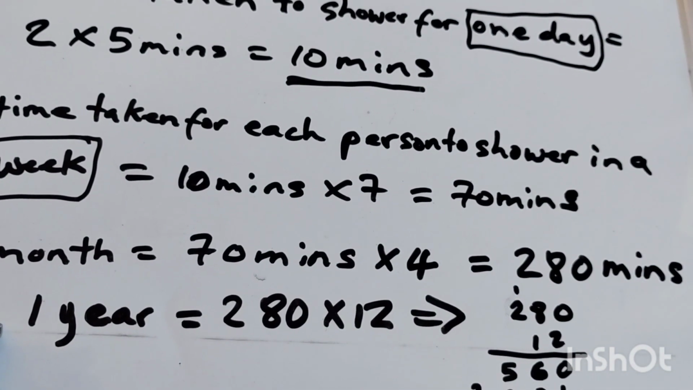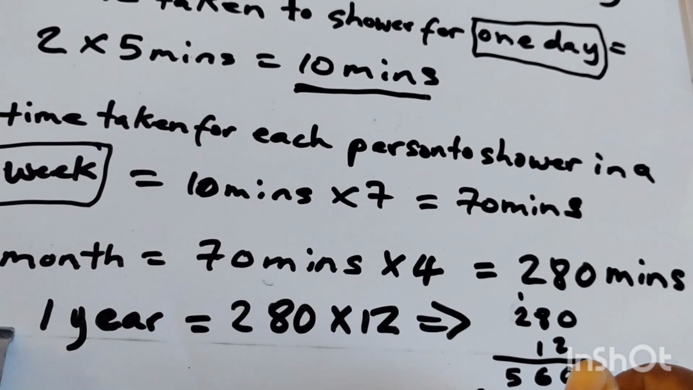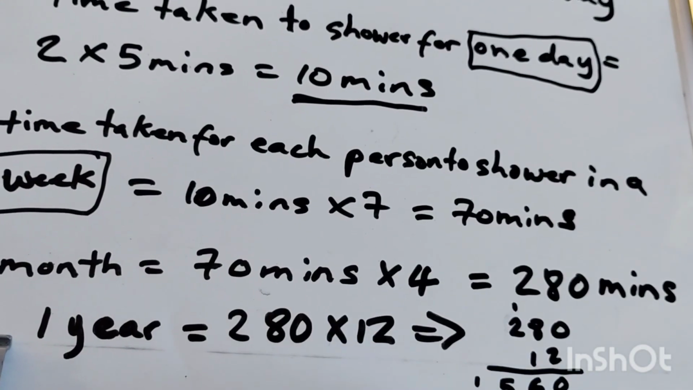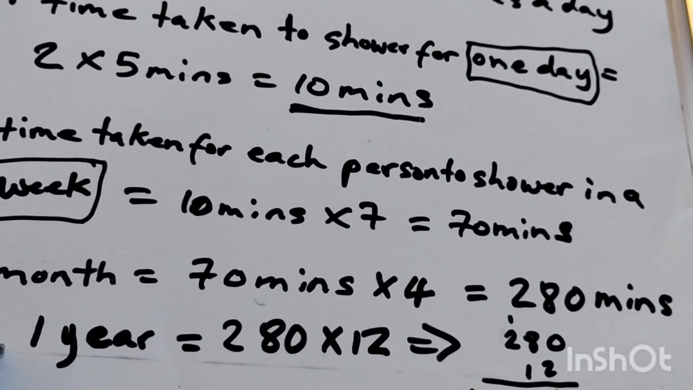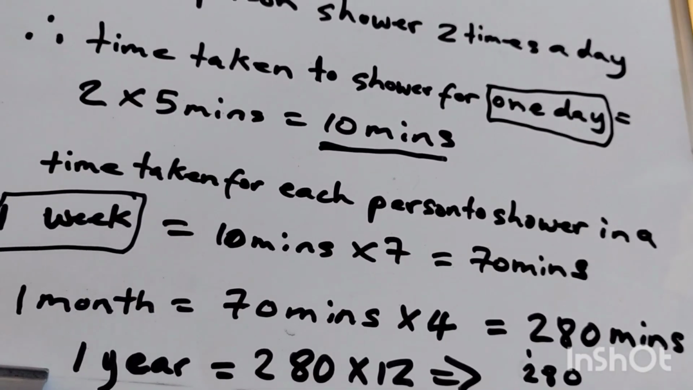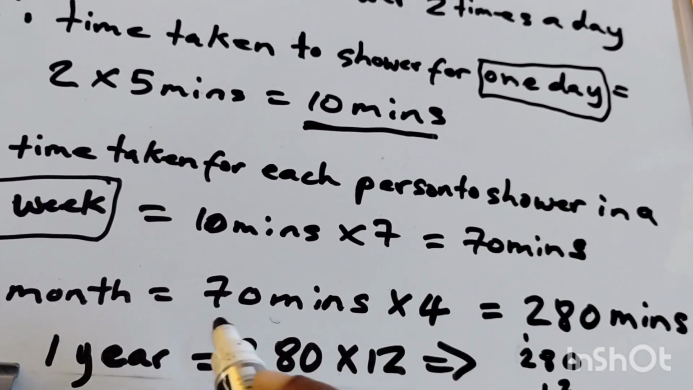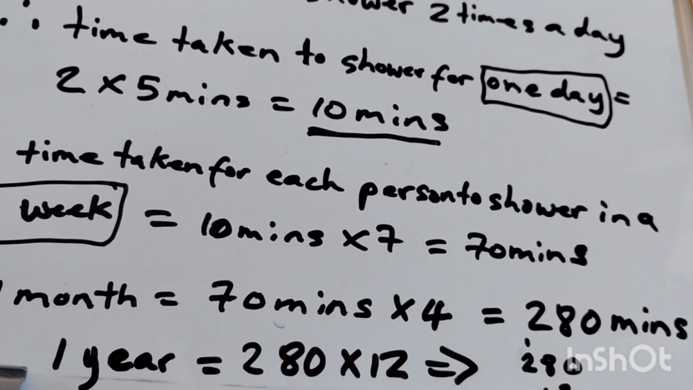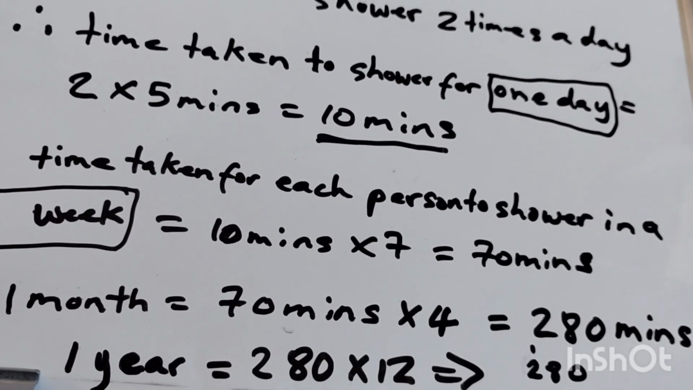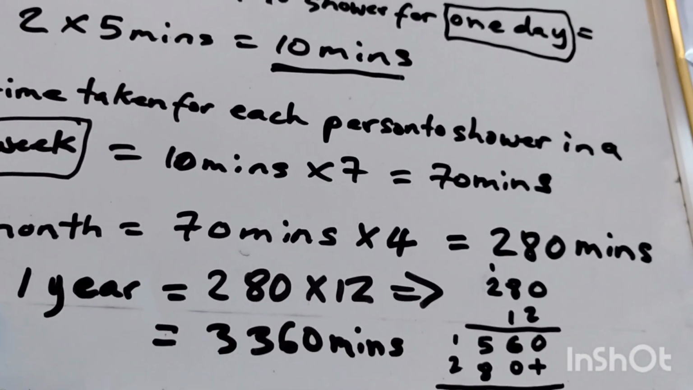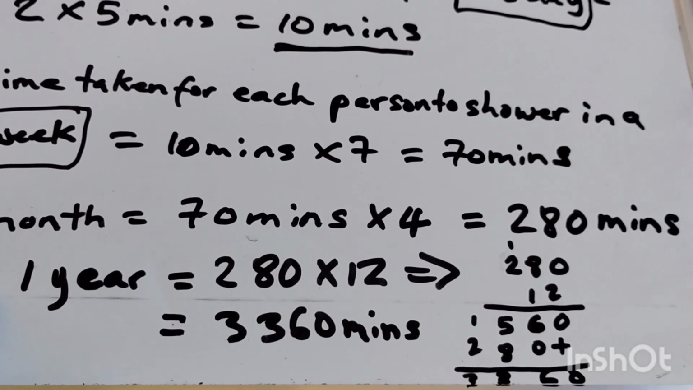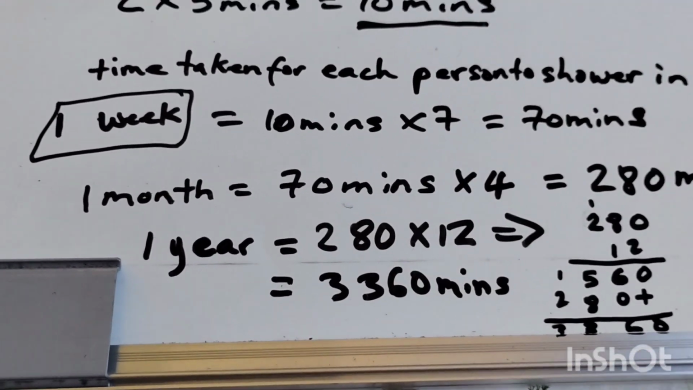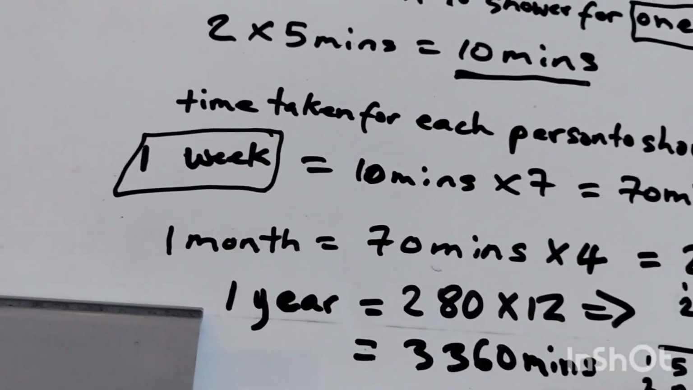How many minutes did you get? I'll give you time to calculate. We got 3,360 minutes. Did you get that answer as well? Right. So it takes 3,360 minutes for each person to shower within a year.